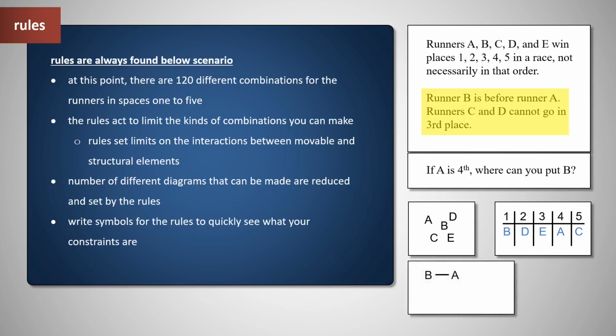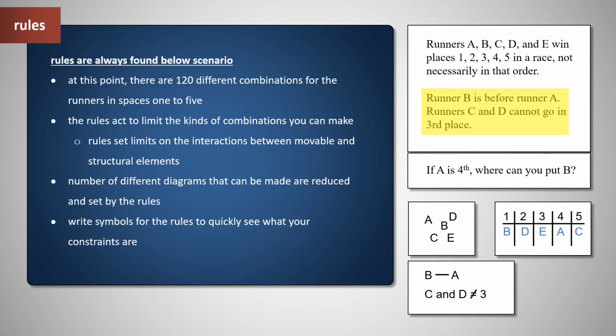So for example, we would draw B-A. So runner B is before runner A, and we'll go into a lot more detail with respect to this in the following lessons, but you're just trying to visually represent what the constraint is, something that will immediately let you know what is going to work and what is not going to work in a diagram. So B-A means that B is going to be to the left of A. C and D not equal to 3 is also just immediately letting you know that you can't put C and D in the third column. So that's what you want to do. That's what the rules do, and that's how you deal with them.